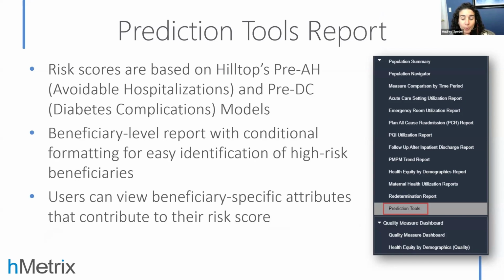It is a beneficiary level report, so it is not really rich on visualizations. What's most important is your ability to identify beneficiaries, identify their risk score, and understand their risk relative to other people on your panel. So we have conditional formatting, hopefully in a user-friendly way, so that you're able to see the individual scores. We also have additional beneficiary specific attributes to help you understand what's driving those risk scores. To the extent that those are actionable to you in your practice, you're able to identify what's driving that and address that in your care management.